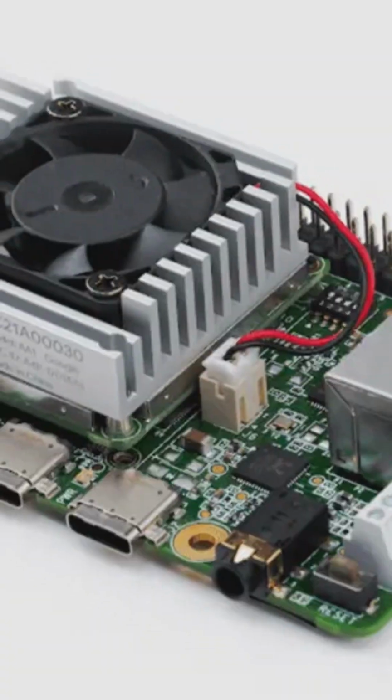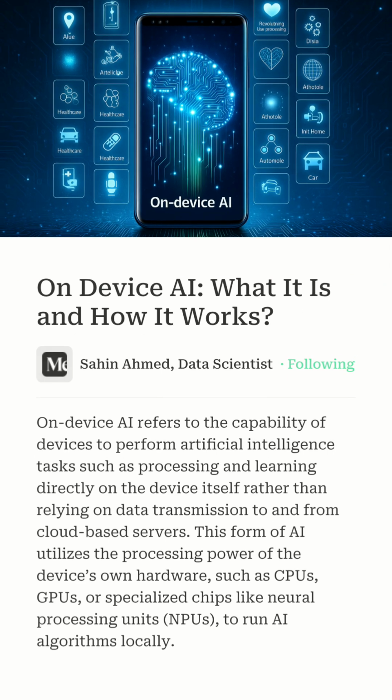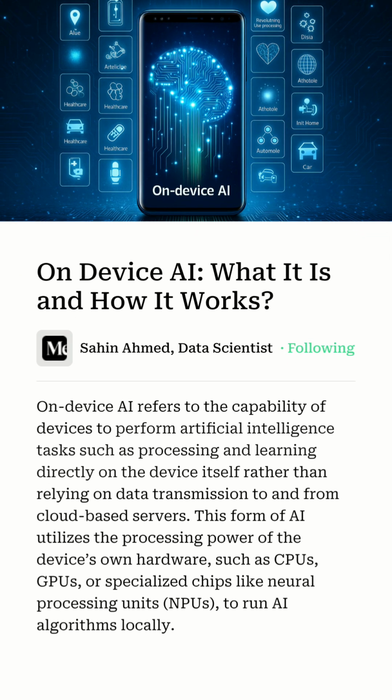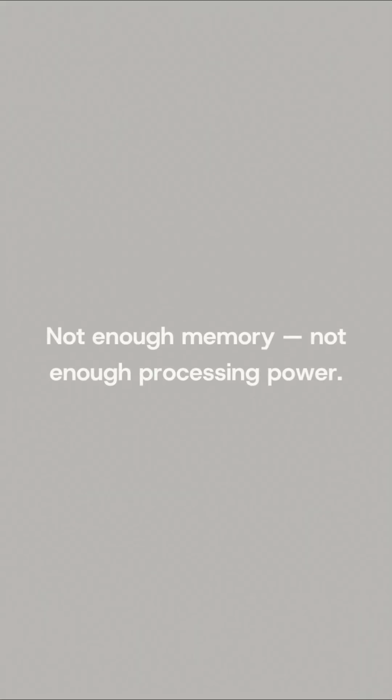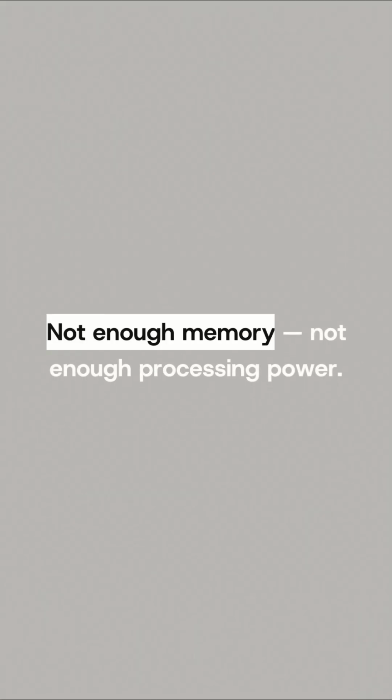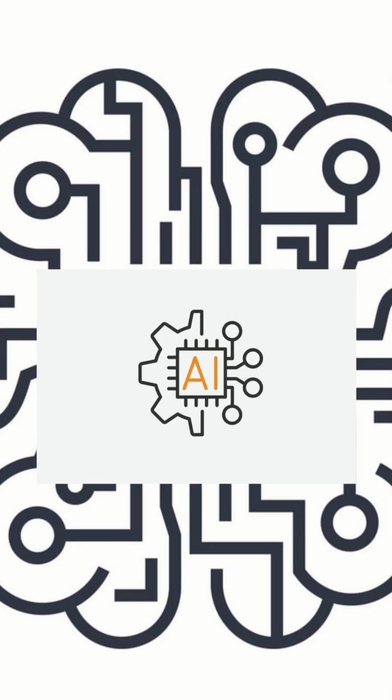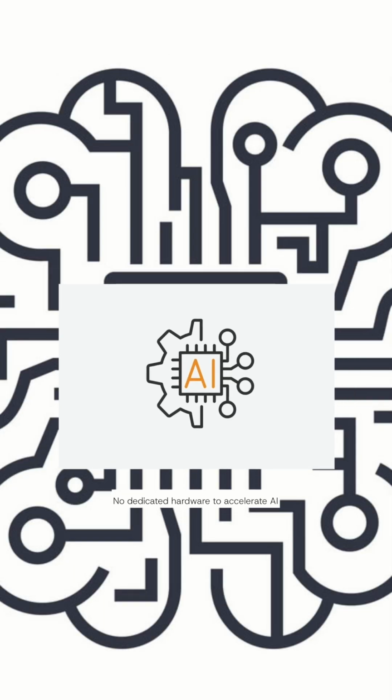Is your Arduino dead in the age of AI? Not exactly. But for on-device machine learning, your classic 8-bit board is probably holding you back. It comes down to three things: not enough memory, not enough processing power, and no dedicated hardware to accelerate AI tasks.